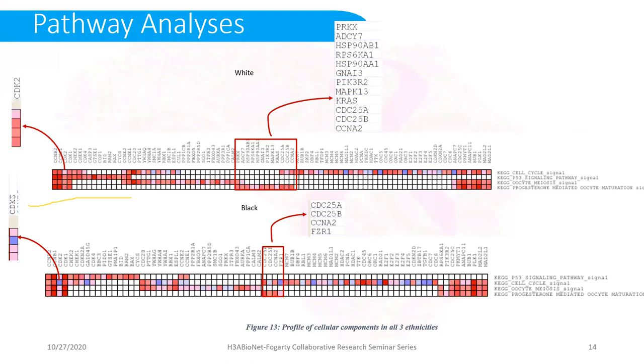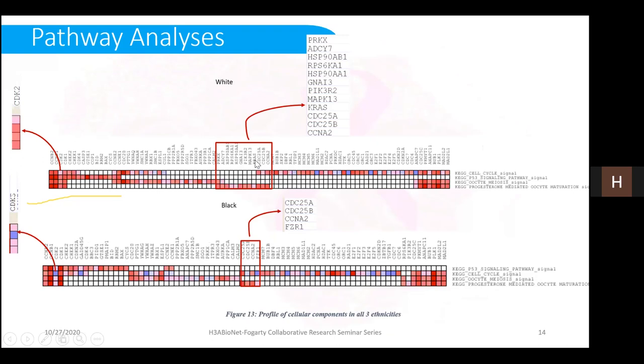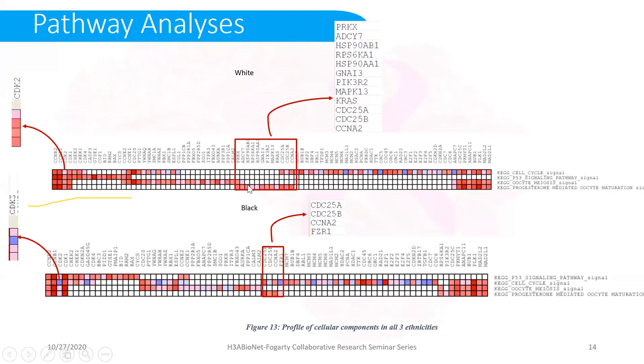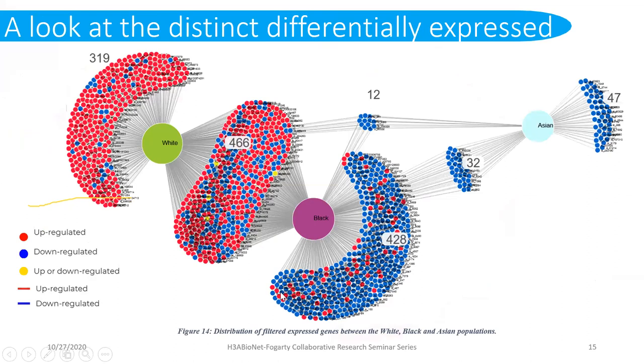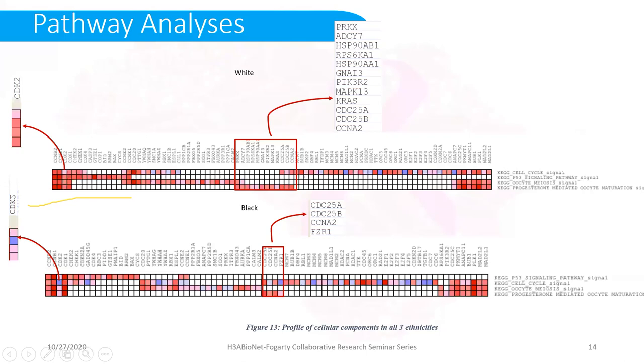Now, furthermore, we find that the progesterone-mediated oocyte maturation signal has this block of genes here, which is distinctive to only the white population. And then we find the FZR1 being distinct to the Black population. Now the FZR1 particularly has been identified as a novel biomarker for triple negative breast cancers.